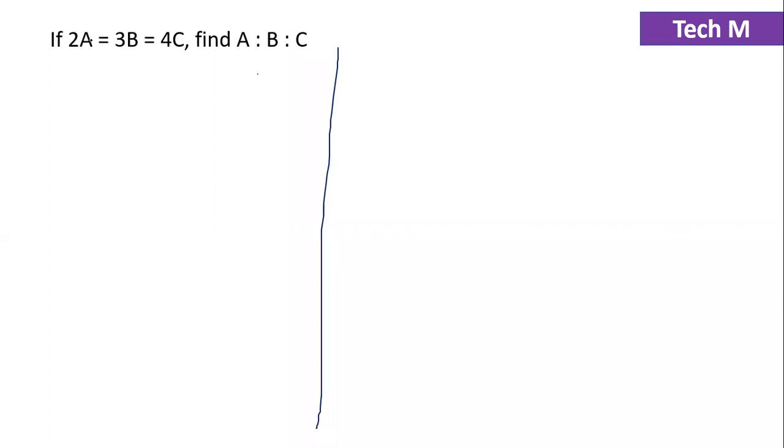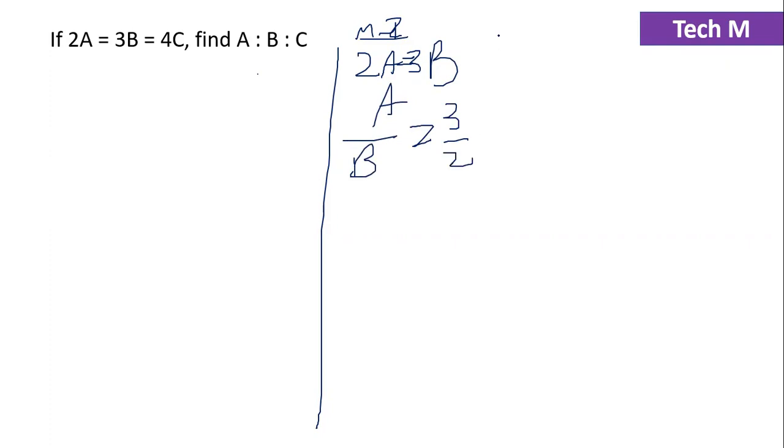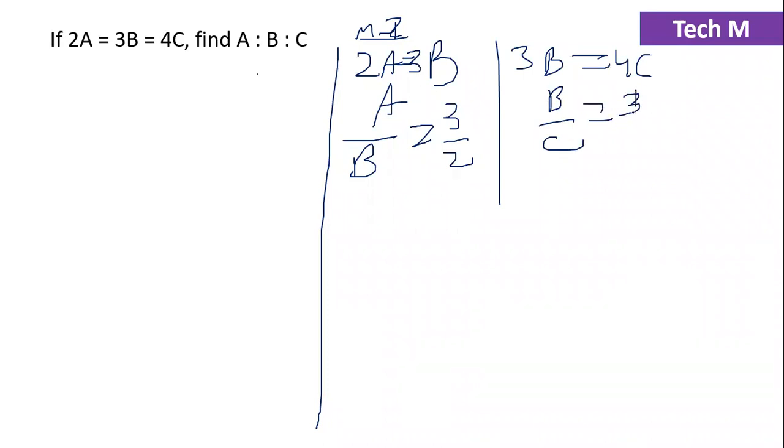Now, 2, 3, 4. Here also, we have to do it the same way. First, we have to equate in method 1. 2A is equal to 3B. So A by B becomes 3 by 2. In the same way, if you write that 3B is equal to 4C, B by C becomes 4 by 3.